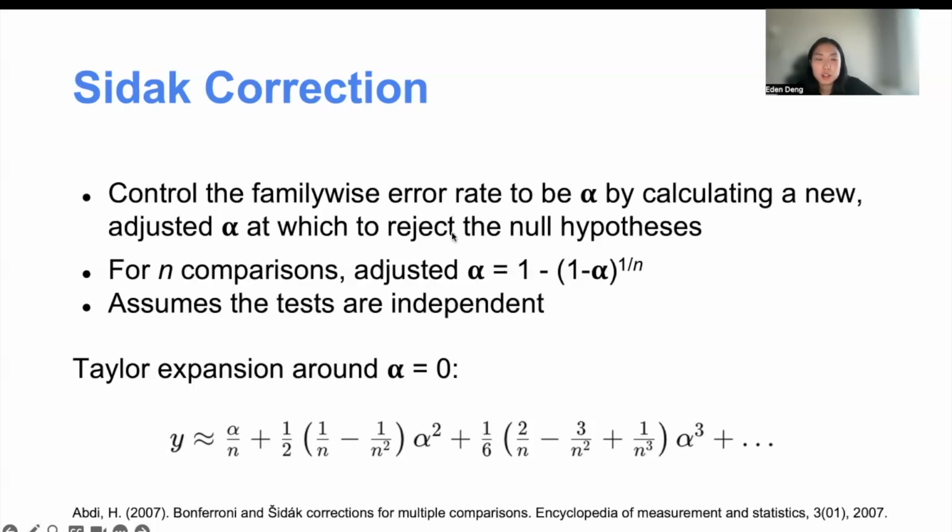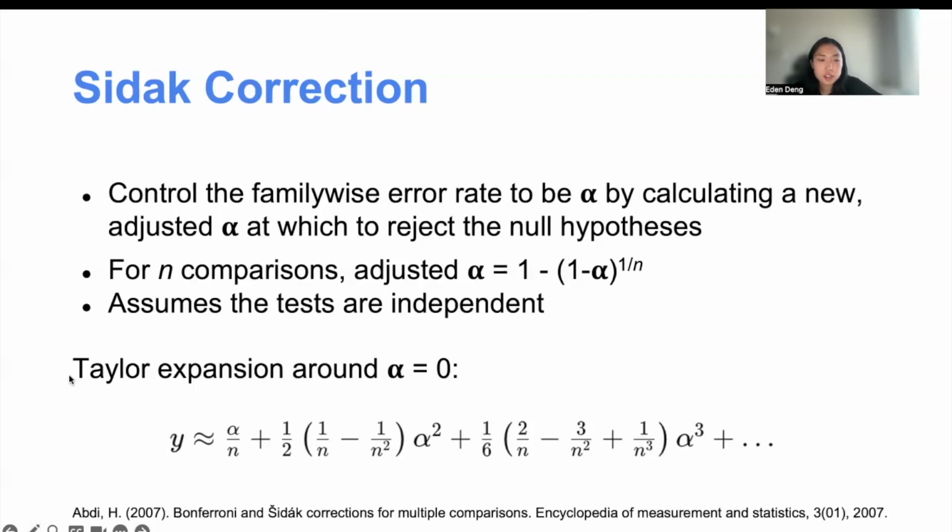But an important note here is that the derivation does assume all the tests are independent. So if there is any way that the tests are dependent, then this control over the family-wise error rate will deviate a bit from our desired alpha level.